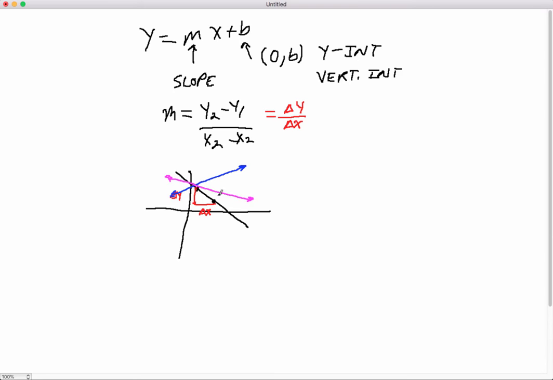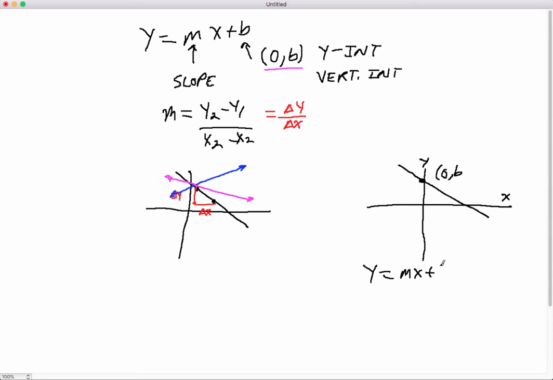One other thing: how do I calculate the y-intercept, this number here? I can do it from a graphical standpoint by simply reading that point off of the y-axis. Where does it cross the y-axis? This point right here is the point (0, b). There are, of course, other ways of doing it. You have y equals mx plus b. If you know what m is and you know an ordered pair, you plug those into the proper spots and out pops b.